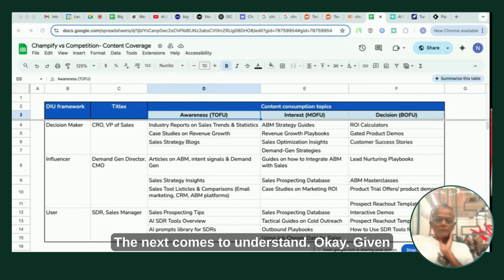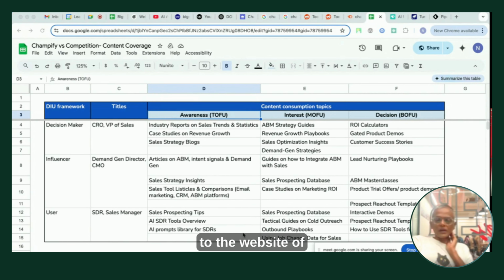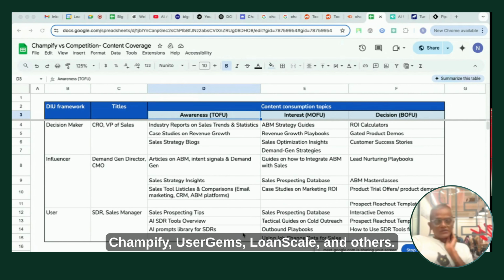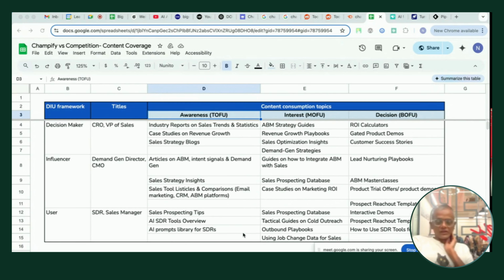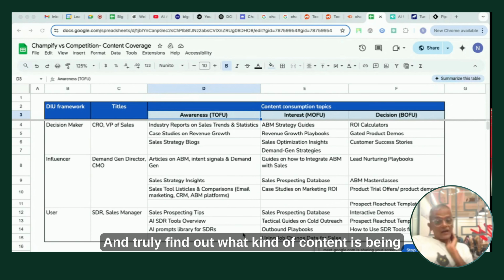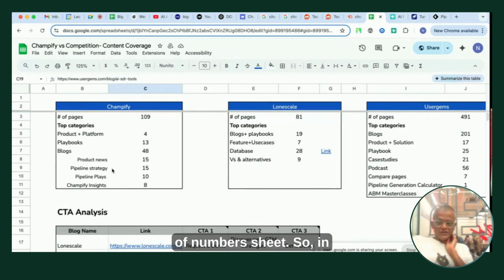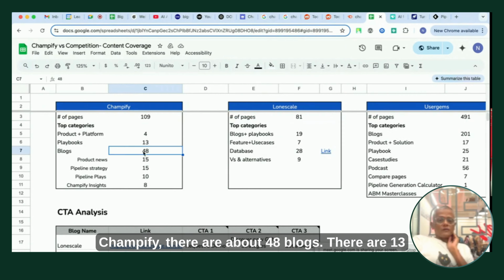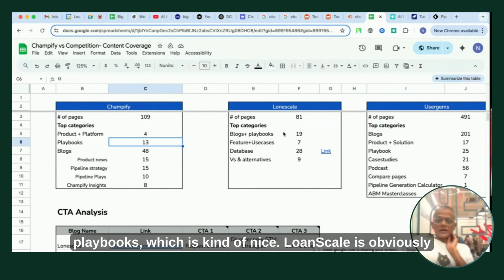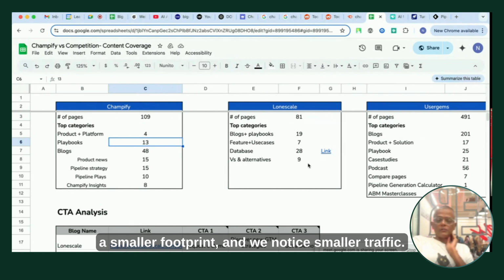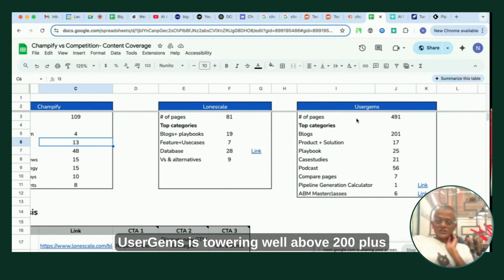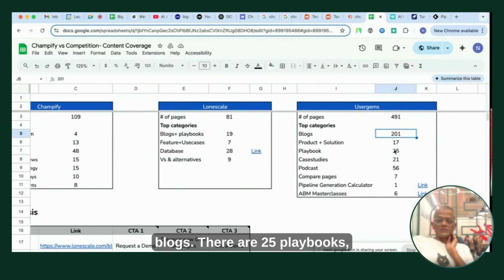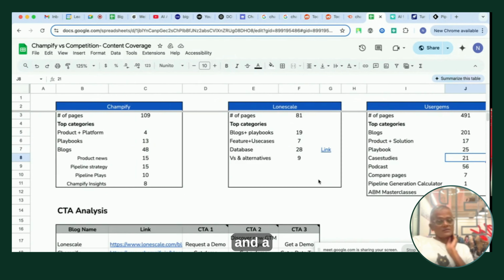So this is done. The next step is to understand, given all of this is the likely content, we can head over to the website of Champify, User Gems, Loan Scale, and others, and truly find out what kind of content is being published out there. So here is a little bit of a numbers sheet. In Champify, there are about 48 blogs. There are 13 playbooks, which is kind of nice. Loan Scale is obviously a smaller footprint, and we notice smaller traffic. User Gems is towering well above 200 plus blogs. There are 25 playbooks, 21 case studies, and podcasts.